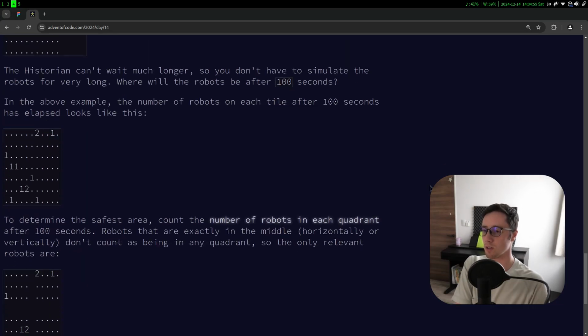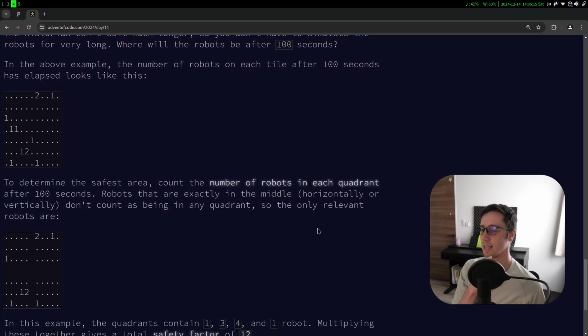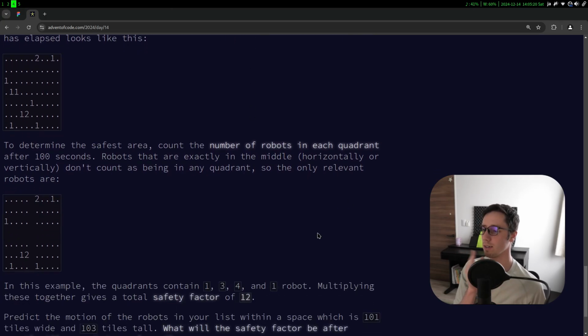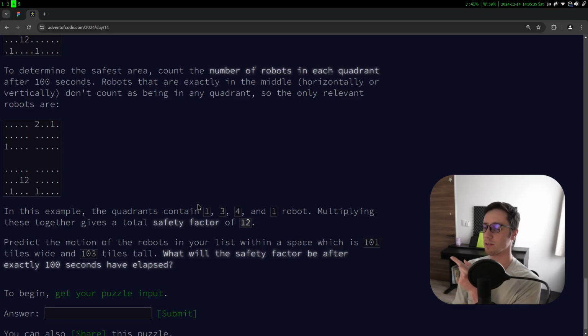And the historians can't wait much longer, so you don't have to simulate the robots for very long. Where will the robots be after 100 seconds? In the above example, the number of robots on each tile after 100 seconds have elapsed looks like this. To determine the safest area, count the number of robots in each quadrant. Robots that are exactly in the middle, horizontally or vertically, don't count as being in any quadrant, so the only relevant robots are the ones in the quadrants. In this example, the quadrants contain 1, 3, 4 and 1 robots. Multiplying these together gives a total safety factor of 12.